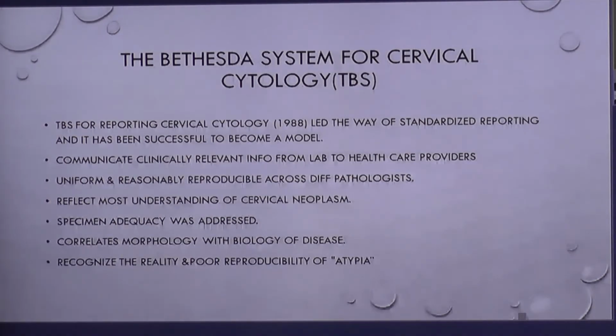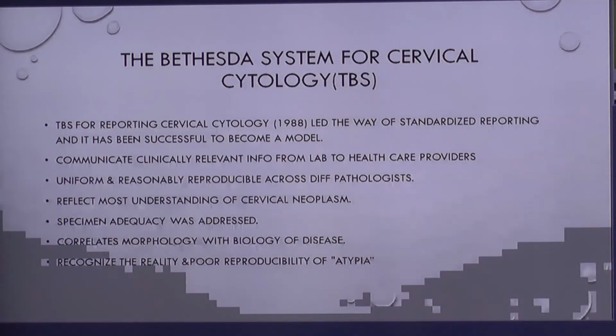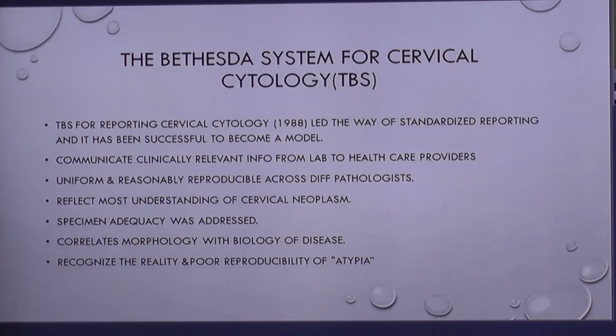The Bethesda system for cervical cytology, 1988, laid the way of standardized reporting, and it has been successful in becoming a model. It communicates clearly the relevant information from the lab to the healthcare providers, which is uniform, reasonably reproducible across different pathologies, and reflects most of the understanding of cervical neoplasm. Specimen adequacy was addressed, and it correlates morphology with the biology of the disease. It recognizes the reality of poor reproducibility of the term atypia.